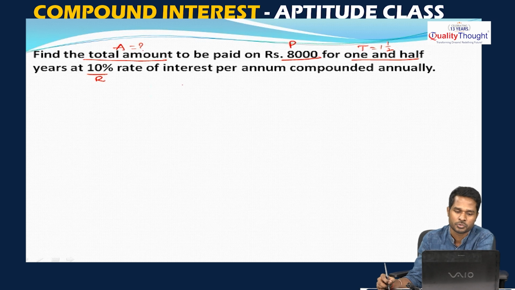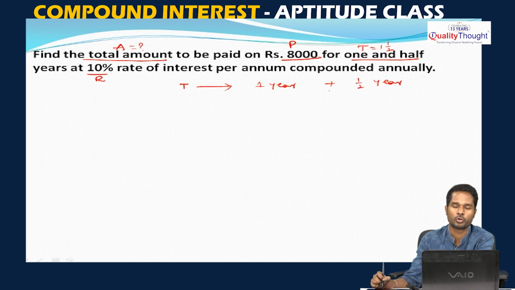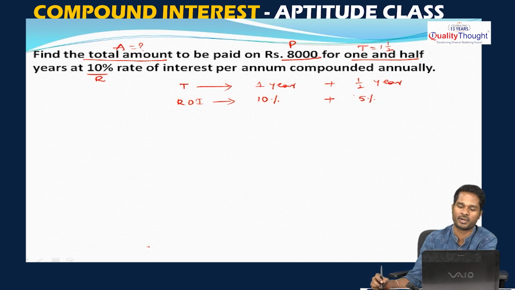Now check here. The time period we have is 1 year and we also have plus half year. So the total time period is 1 complete year plus 1 half year. Now the rate of interest we will calculate. He said the rate of interest per annum is 10%, so for a half year it will become 5%. So for 1 complete year rate of interest is 10% and for 1 half year rate of interest is 5%.